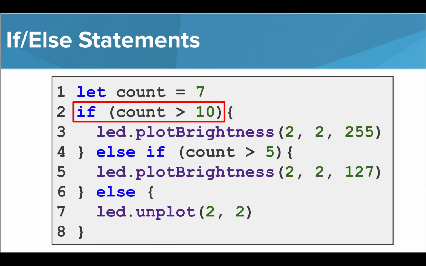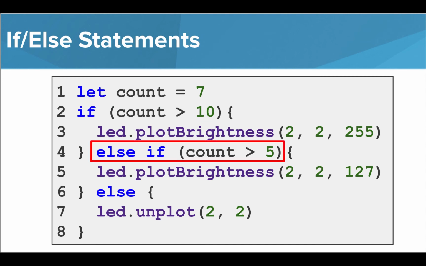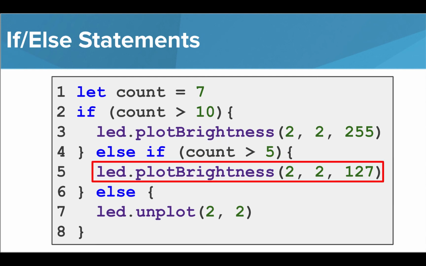This is not true. So the program continues to the next condition, which is checking if the count variable has a value greater than 5. This is true. So the middle LED will be turned on at half brightness. Since a condition was found true, the last scenario is skipped, and the program will continue running whatever commands come after the if-else statement.